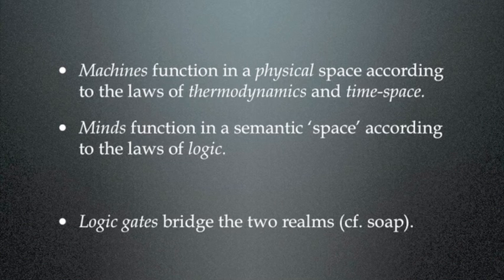And now the whole point about logic gates is that they are machines which co-opt the material function of the machine to perform a logical operation. Physical machines, such as simple switches, function in a physical space according to the laws of thermodynamics and of the time-space continuum. Minds, on the other hand, function in a semantic space according to the laws of logic. And the whole problem is to try and bring these two together so that the semantic space and the physical space actually touch without breaching the laws of thermodynamics. And a logic gate is the process by which we do that. A logic gate bridges the two realms.